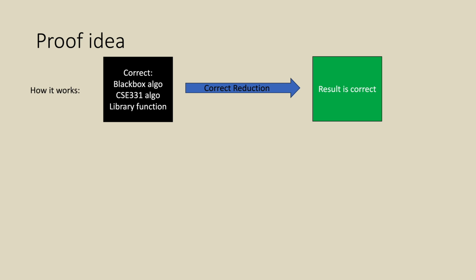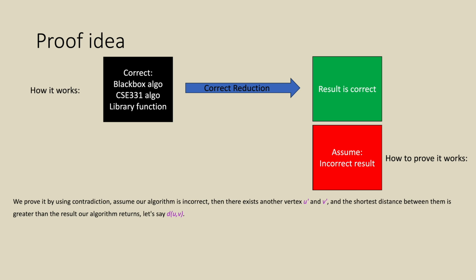It's another story to tell how to come up with the proof idea without a specific question. But in reduction, since we have something correct, we can either start with our correct black box algorithm and then use induction or direct proof to say that our algorithm is also correct. We can also prove it by using contradiction. Assume our algorithm is incorrect. Then there exist another vertex pair, u prime and v prime, whose shortest distance is greater than the result our algorithm returns, let's say duv.